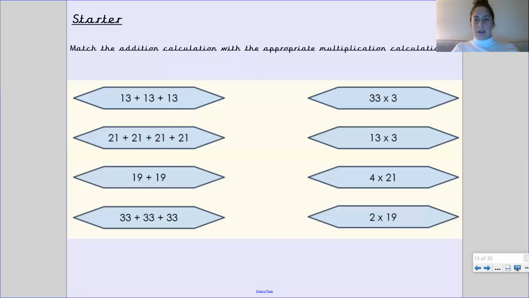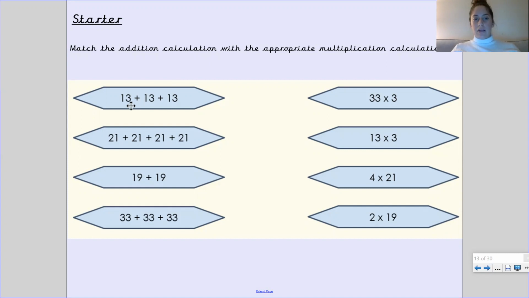To start the lesson off, you don't have to write these on a piece of paper. You can just look at them and match them visually, or if you want to write them down on your scrap paper, that's fine too. So match the addition calculation with the appropriate multiplication calculation.